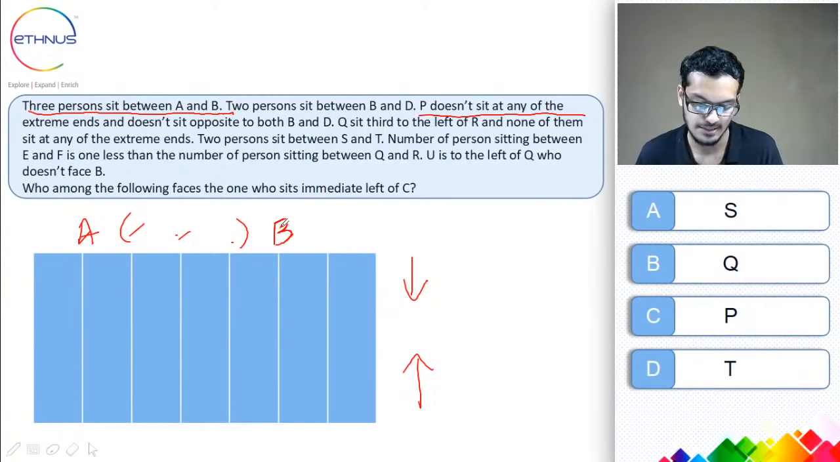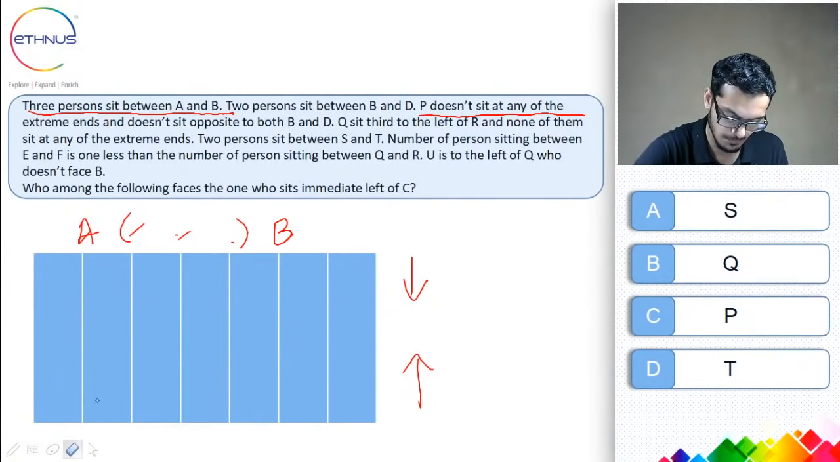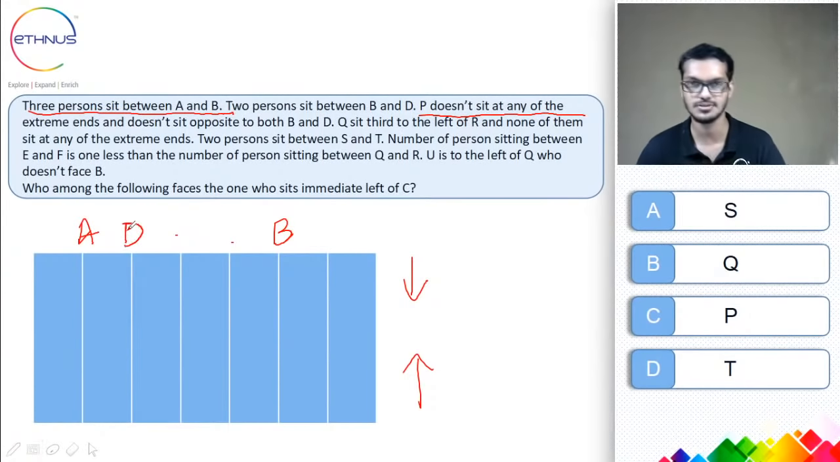2 persons sit between B and D. So definitely, what will be the position of D? The position of D should be somewhere near A. So this should be its position. This is from the first statement. Now let's find out the remaining ones.